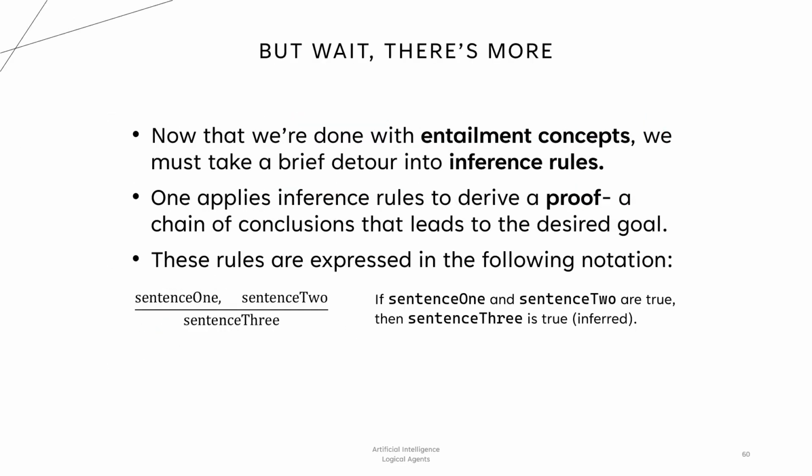So we'll also take a quick detour into inference rules, just one slide. All you need to know is that one applies inference rules to derive a proof, which is just the series of logical steps to get to a desired goal. And we're going to use this notation where if sentence 1 is true and sentence 2 is true, then sentence 3 is also true. Another form of this notation just has sentence 1 and sentence 3. So if sentence 1 is true, then sentence 3 is true.